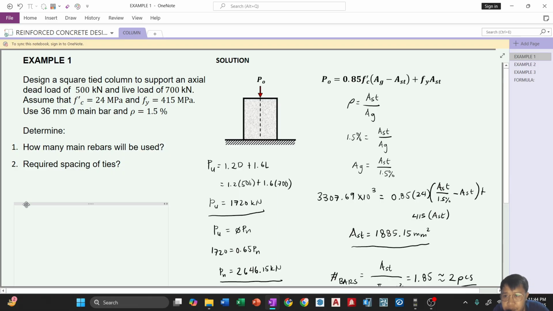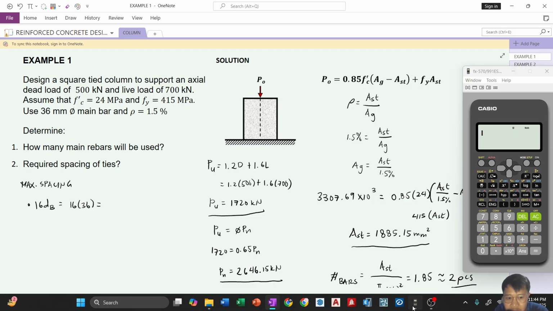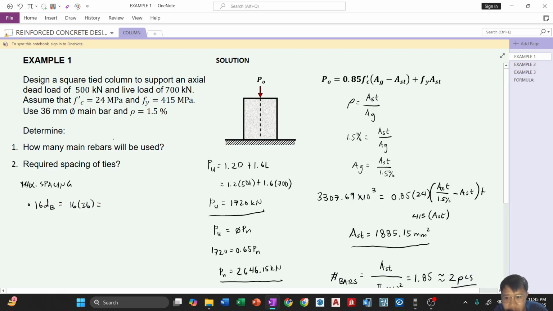Okay? So for the 16 dB, okay, yun ang unahin natin. For the maximum spacing, first we have 16 diameter of the main bar, capital B. So this is 16 times 36. And this is actually equal to 576. Okay? 16 times 36, check. Okay, 576 mm.